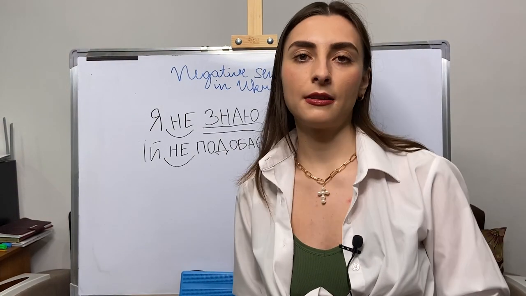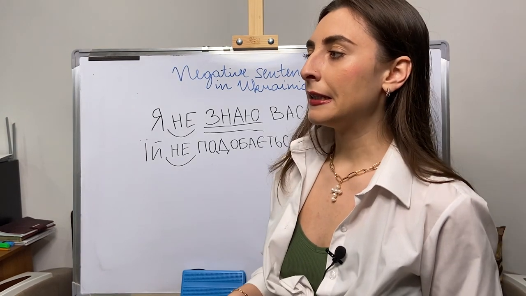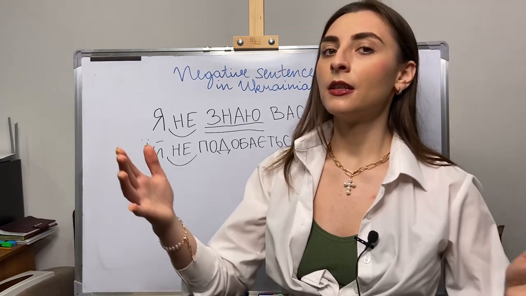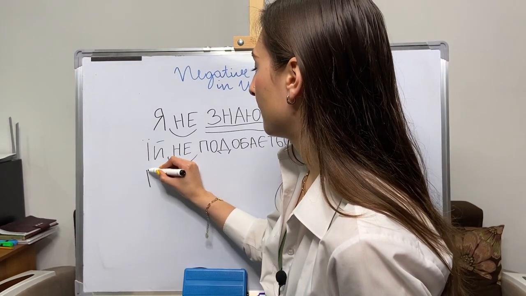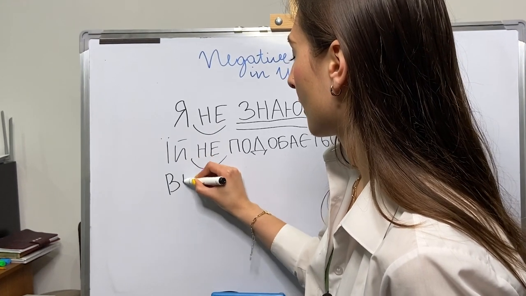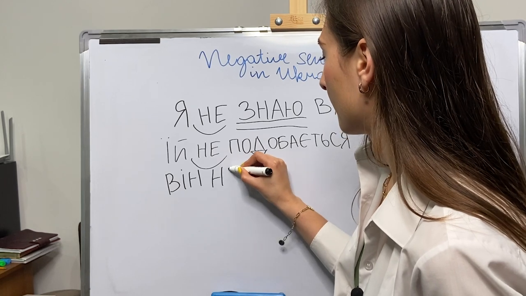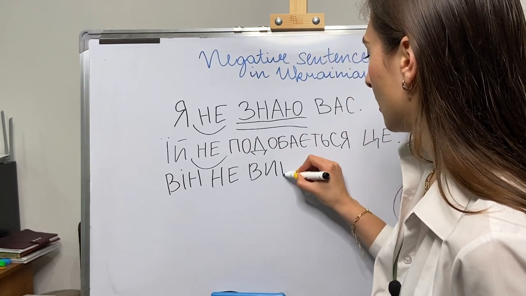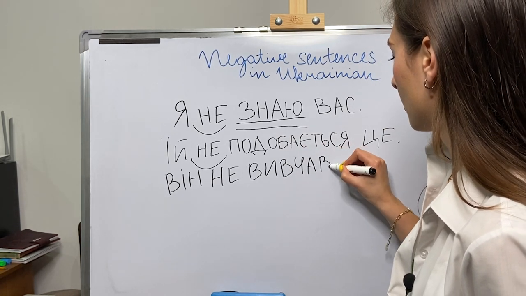What about the past tense? Yes, you can ask me how to say he didn't learn Ukrainian. He didn't learn Ukrainian. So it will sound as він не вивчав. Він не вивчав українську.